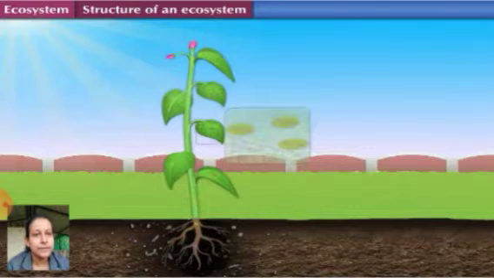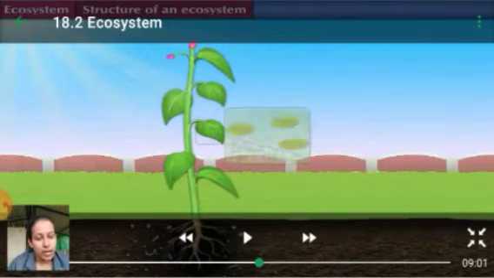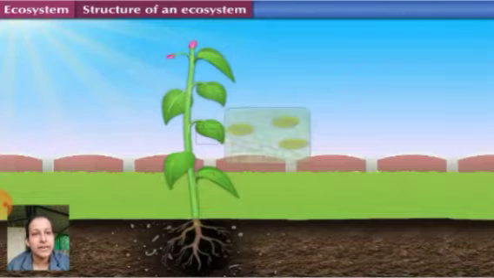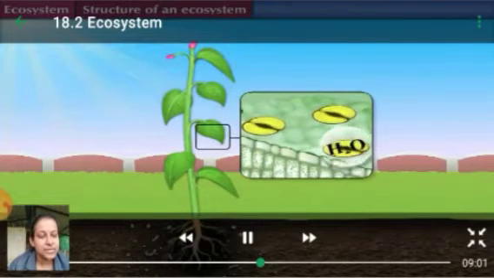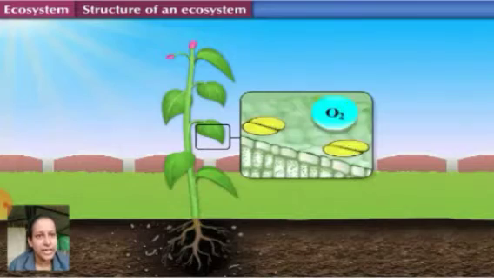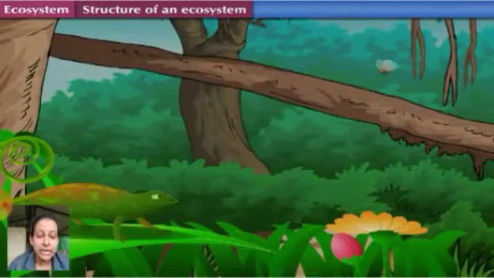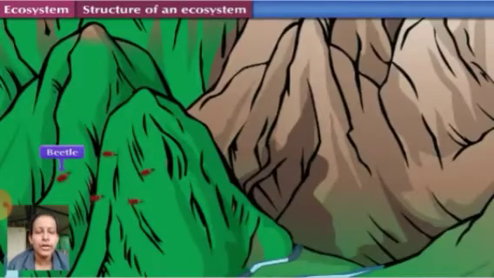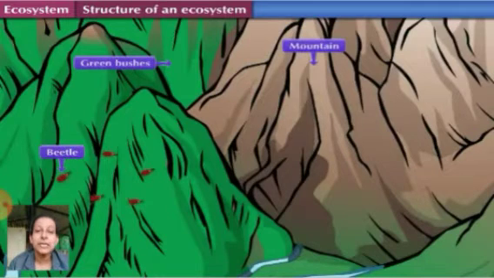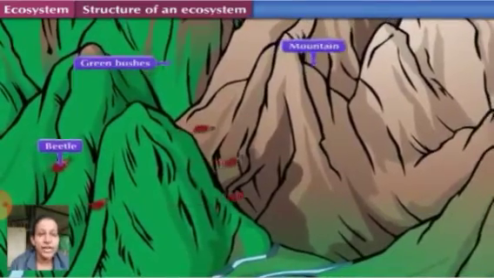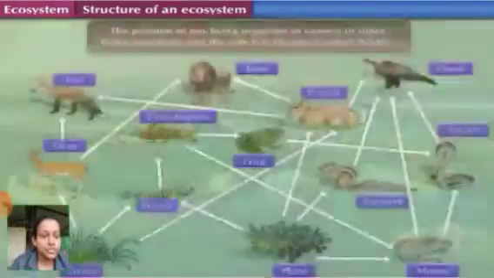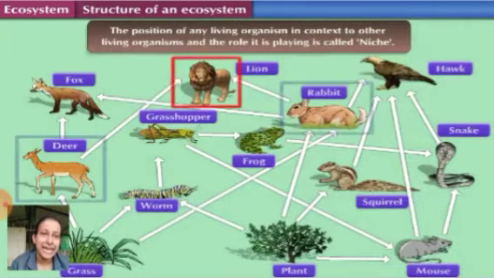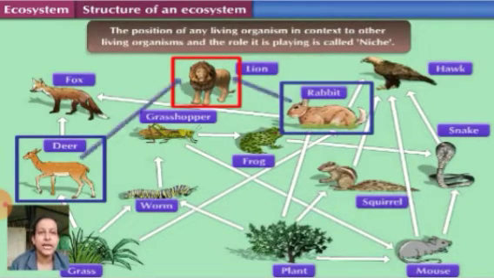Every biotic factor affects the abiotic factors as well as other biotic factors. Every living organism in an ecosystem plays a particular role while living and moving in that ecosystem. So the position of any living organism in context to other living organisms and the role it is playing is called niche.